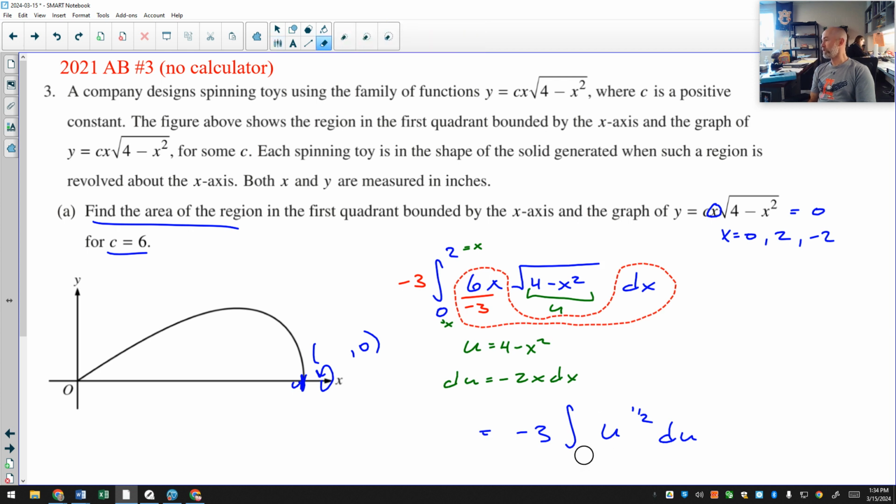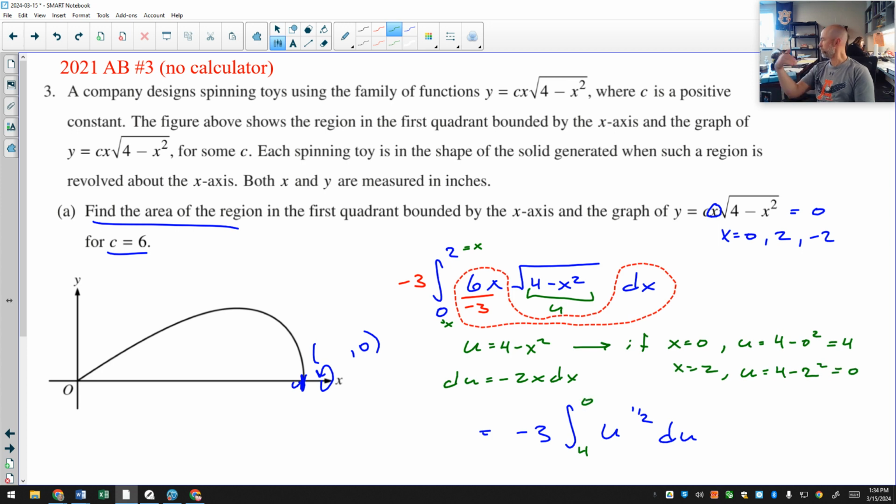I do like to convert my limits, though. So if my lower limit of x was 0, then u is going to be 4 minus 0 squared, which is 4. So I can put a 4. And if x is equal to 2, which was my upper limit, u is going to be 4 minus 2 squared, which is 0. Now that looks stupid because the lower limit's larger than the upper limit, but that's fine.